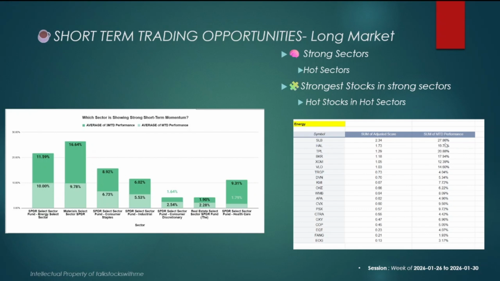You can see what they've done this month, right? So while the ETF is up 10% this month, SLB, which is Schlumberger, is up 27.86. HAL, Halliburton, is up 19.75. TPL is up 20.88, and this is my scoring mechanism. This ranks all the stocks within the S&P 500 in descending order based on their score, right?